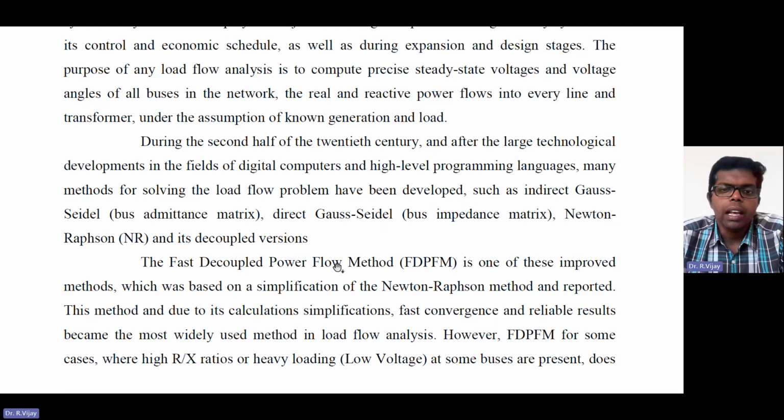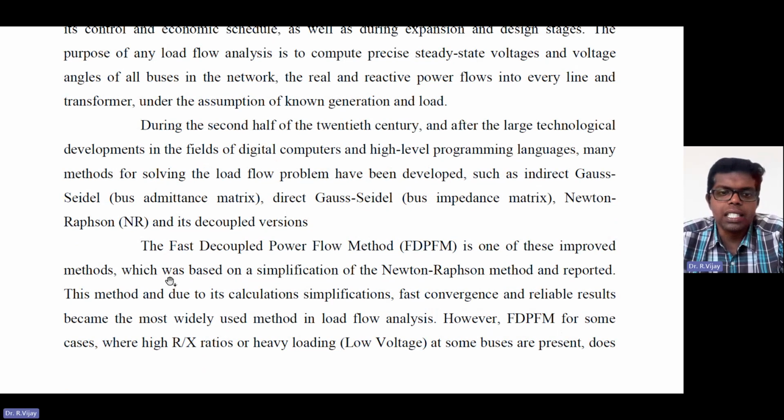Actually, fast decoupled is one of the improved methods, which is based on the simplification of the Newton-Raphson method. Due to its calculation simplification, it also has fast convergence when compared to the Gauss-Seidel method as well as the Newton-Raphson method, and it shows reliable results, which makes it a more widely used method in load flow analysis problems.